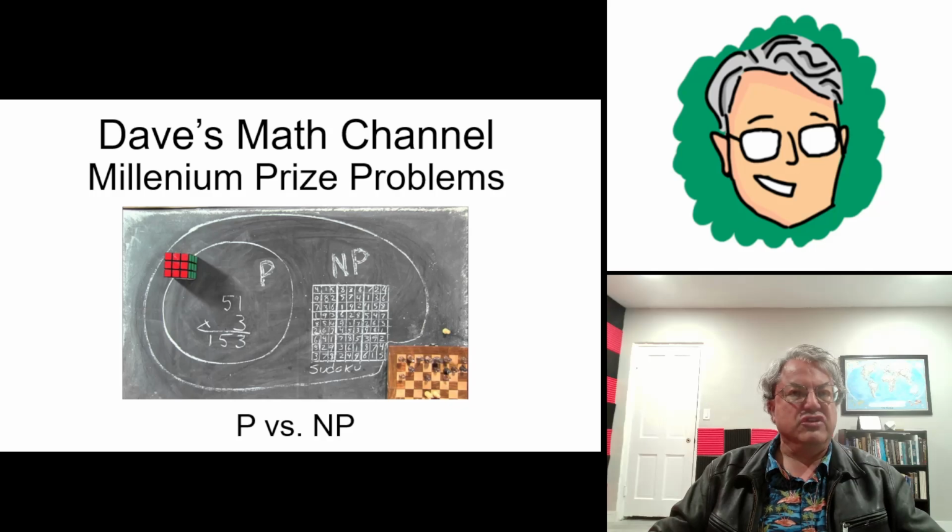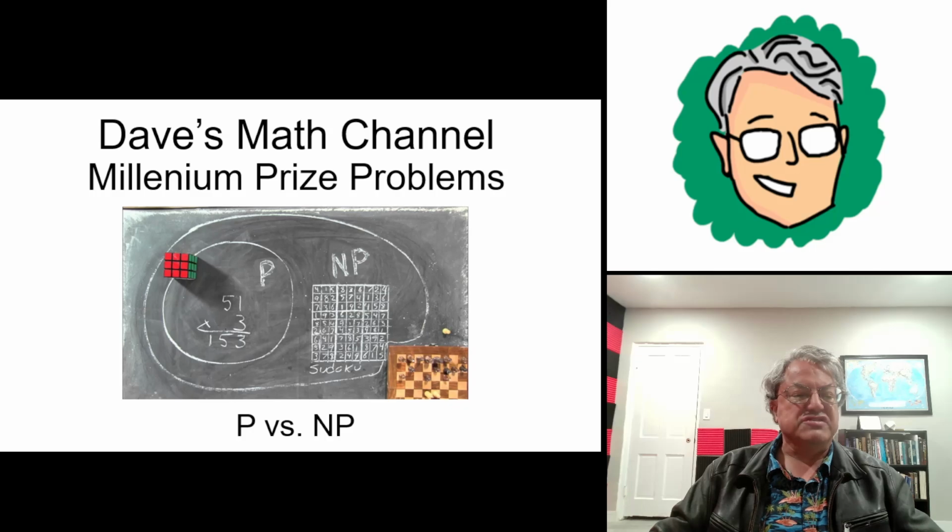And in case you don't know, the Millennium Prize Problems were a set of 7 unsolved problems, each with a $1 million prize for anybody who can solve them. One of them has already been solved: the Poincaré conjecture, solved by Gregory Perelman in 2002. But the remaining 6 are still unsolved, and anybody who can solve them gets a $1 million prize. And the one I'm going to talk about today is P versus NP.